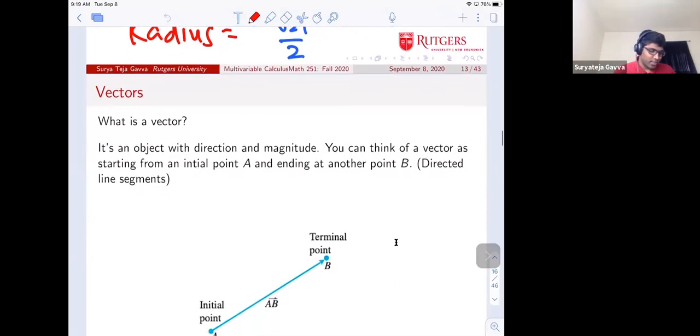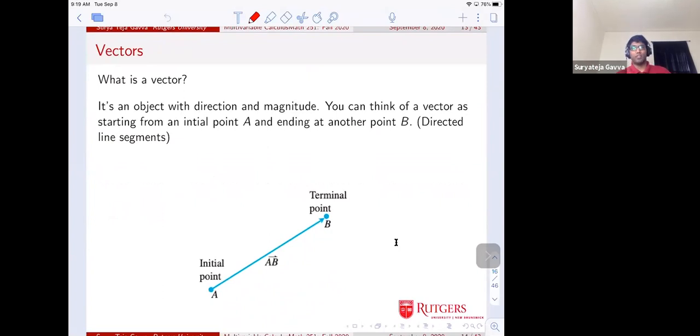Now the main topic of chapter 12 is vectors. How many of you have seen vectors before? Okay, it's okay. If you have taken some physics, you might have seen vectors.